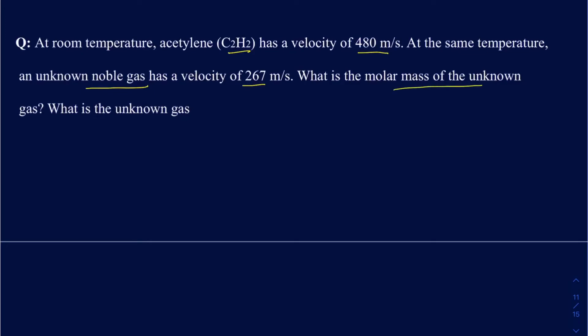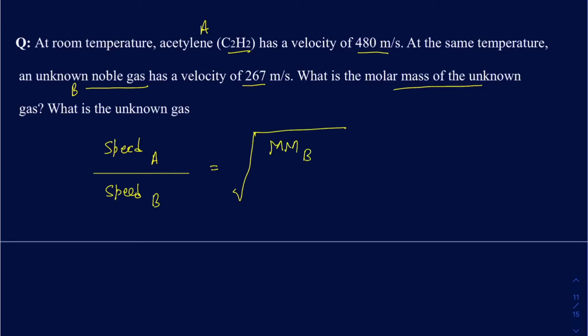So I'm going to call acetylene gas A, and call this unknown noble gas, gas B. So I would say the speed of gas A divided by the speed of gas B is going to be equal to the square root of the molar mass of gas B divided by the molar mass of gas A. Okay, so let's see what we know so far.